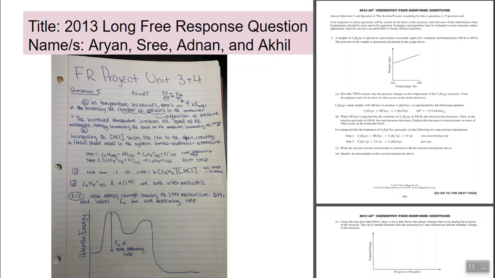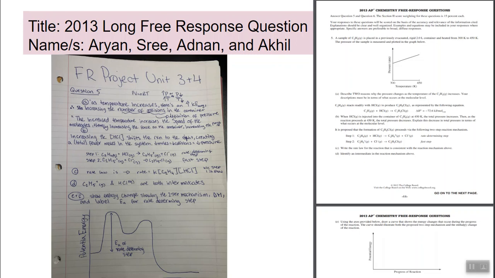So if you increase the amount of HCl at 450 Kelvin, the reaction shifts to the right, which creates a total of fewer moles in the system because there's only one product while there's 2 reactants. Therefore, the decreased amount of moles means a decrease in collisions, which decreases the pressure of the reaction.